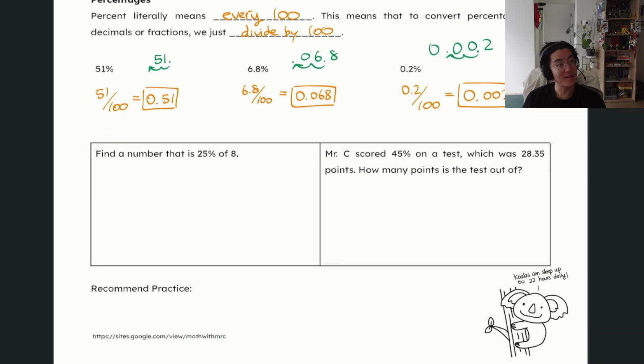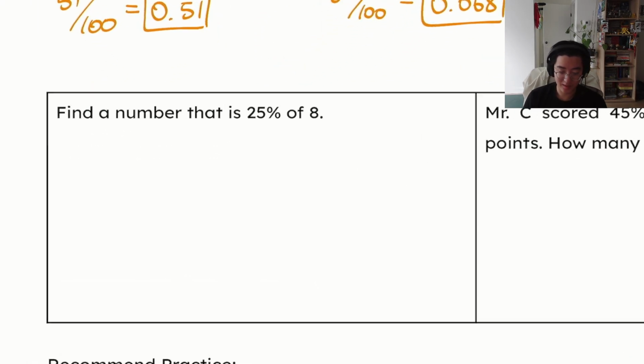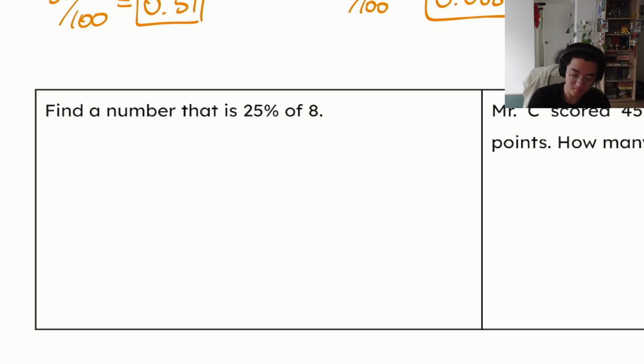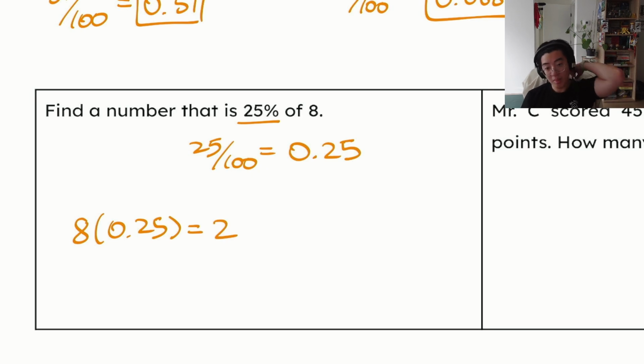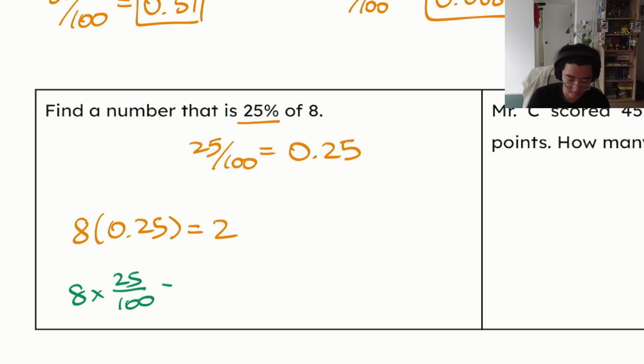Okay, so now back to our word problems with fractions this time. A number that's 25% of 8. So what's 25%? 25 over 100, so 0.25. So what is 0.25 of 8? I would just multiply it. So 8 times 0.25 is just 2. Because you gotta think of it as fractions. So it's 8 times 25 over 100, or 8 times 1 over 4. Also 2. Fractions or decimals.